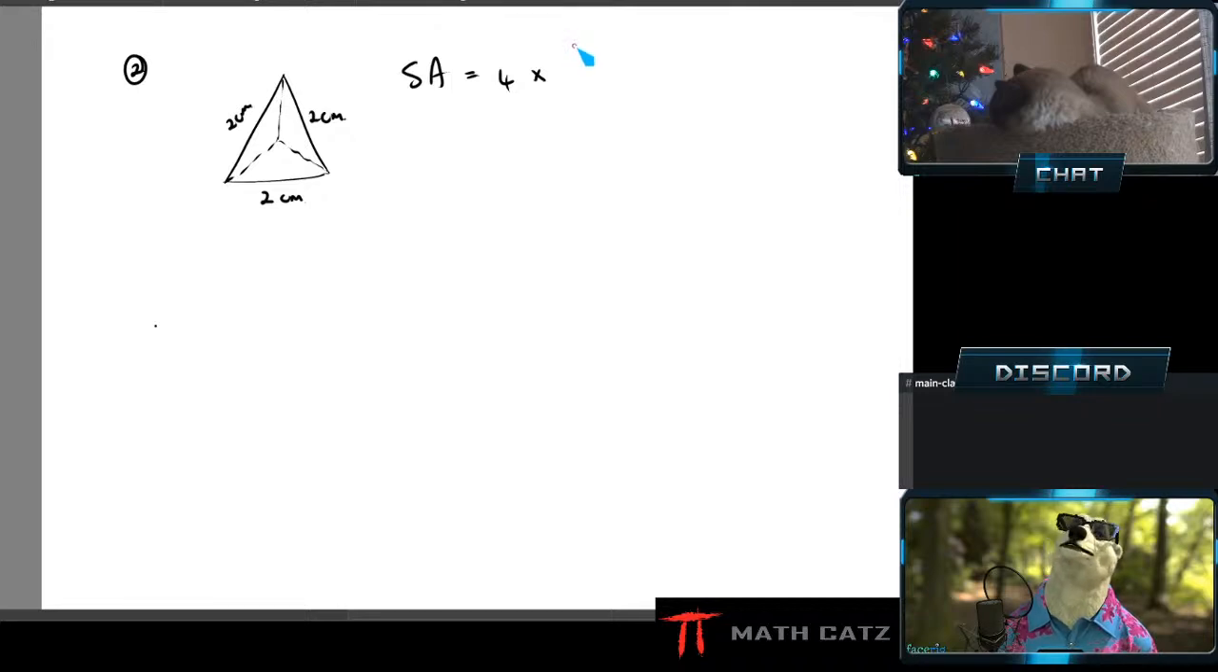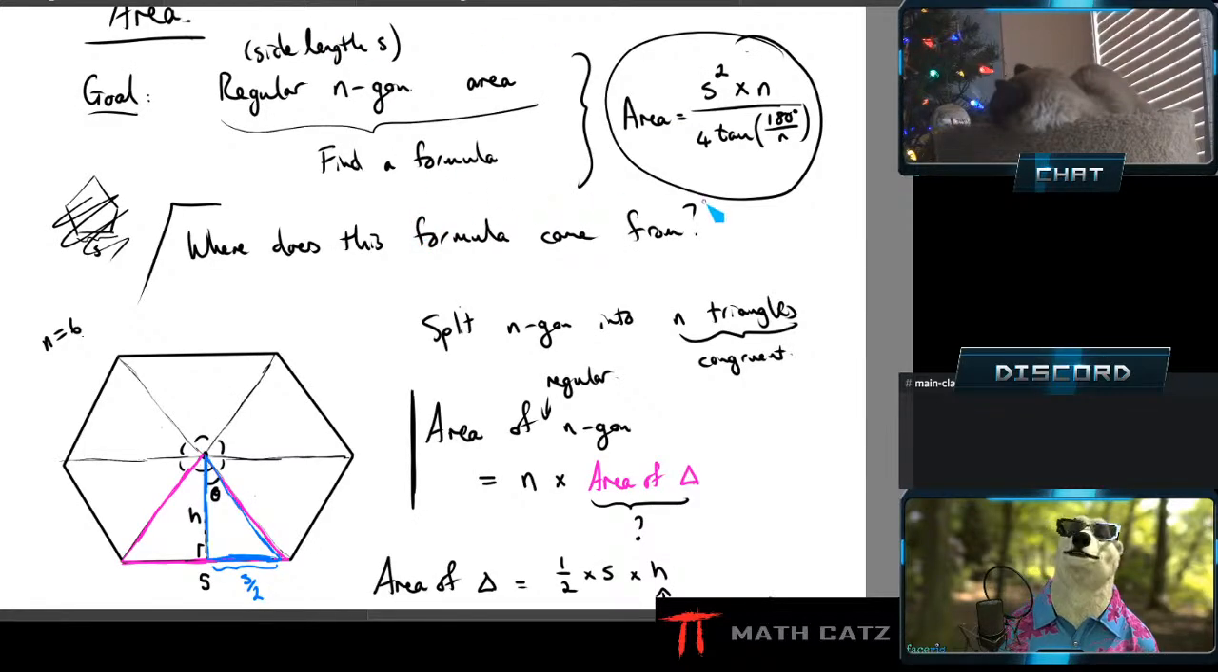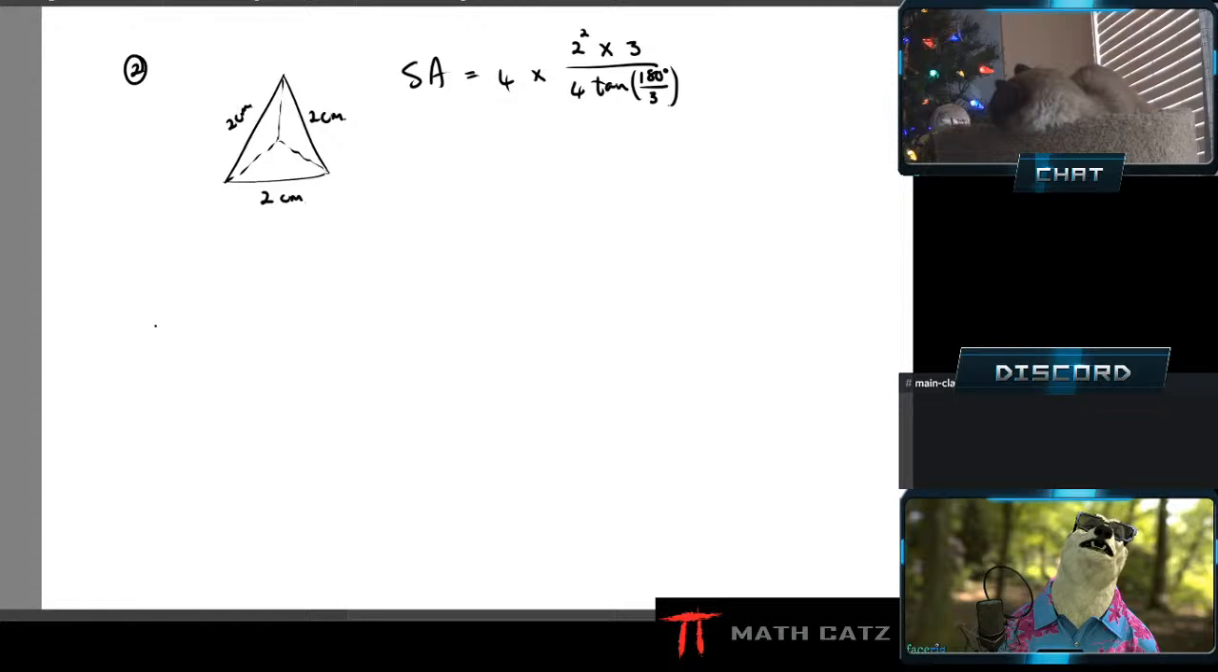So I have side length squared times the number of sides of a triangle, which is 3, over 4 times tan of 180 degrees over the number of sides, which is 3. I'm using this right now. You don't have to memorize it. I just don't want to jump back and forth. I only need side length and n, the number of sides, and then the calculator does the rest.